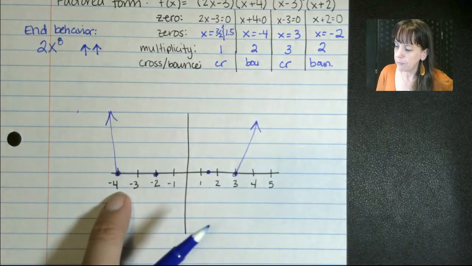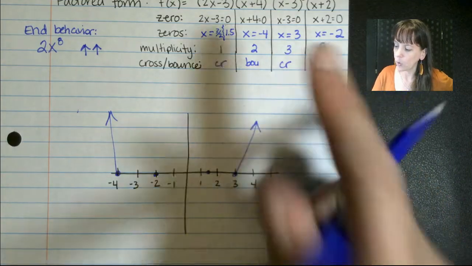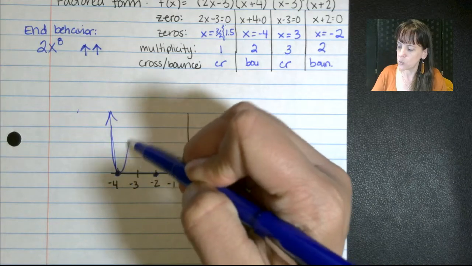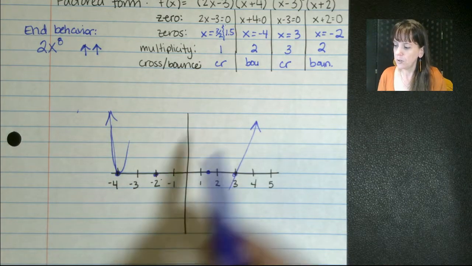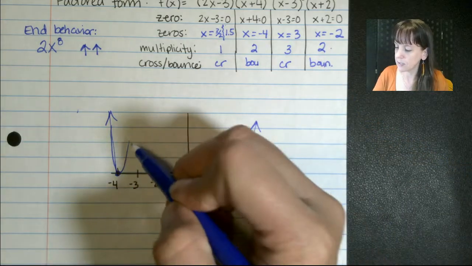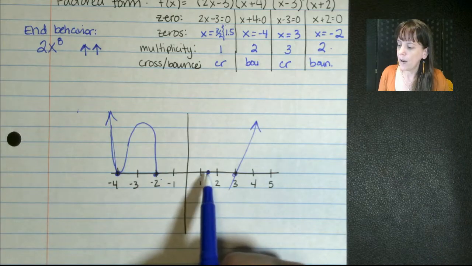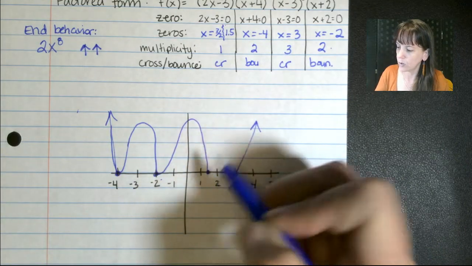Now, -4, it's going to bounce, and 3, it crosses. So this one's going to go through. -4 is going to bounce, and it looks kind of like this, just like that, kind of weird bouncing. -2, it also bounces because there's 2 of them. So it's going to go like that. And then 1.5, it's going to cross through. So it's going to bounce and then cross through.